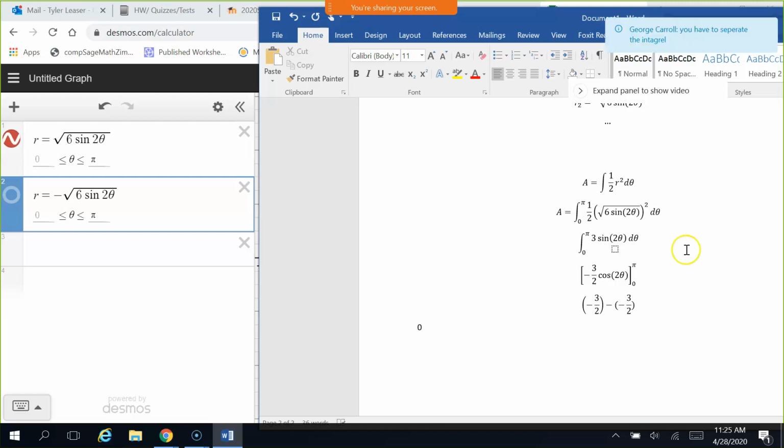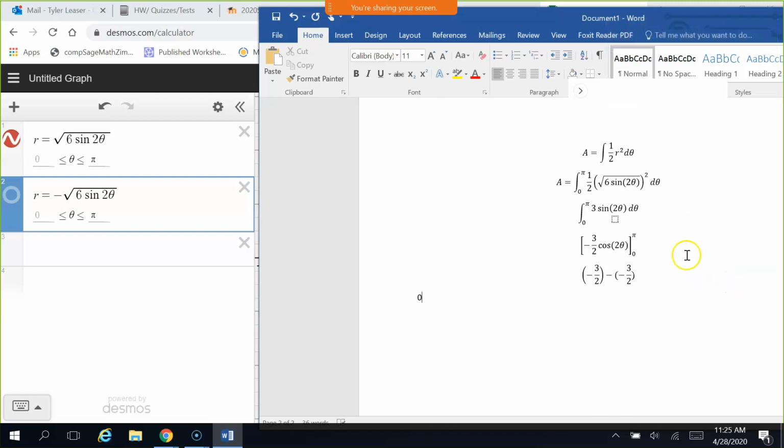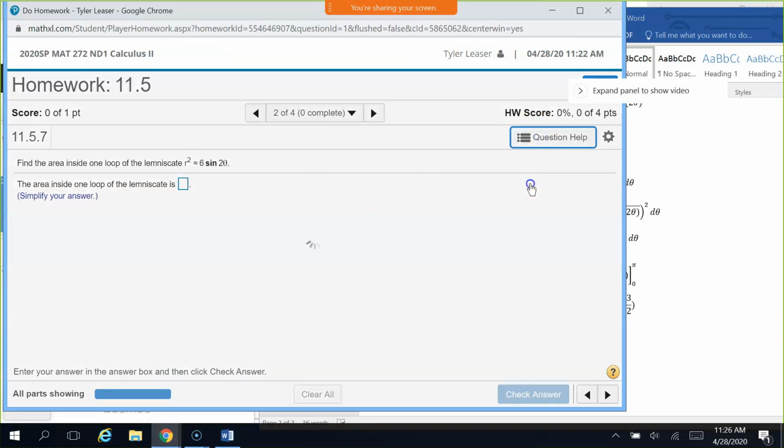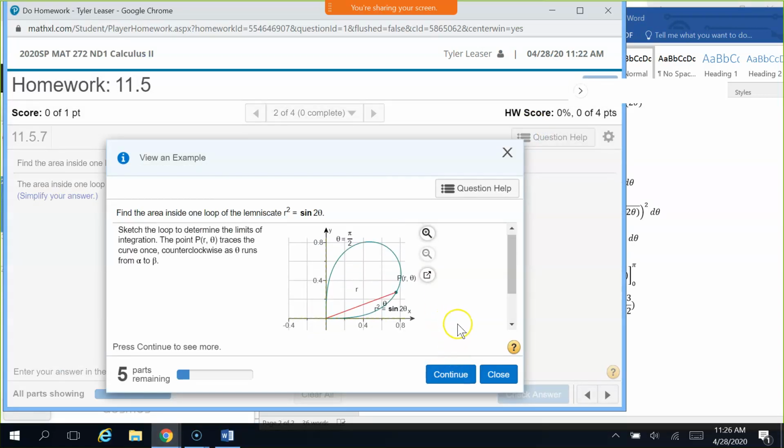I have to separate the integral. Oh, so you do have to do that? So you're saying to do from 0 to pi over 2 and then pi over 2 to pi, splitting it up like that? That seems weird. See what the viewing example says.